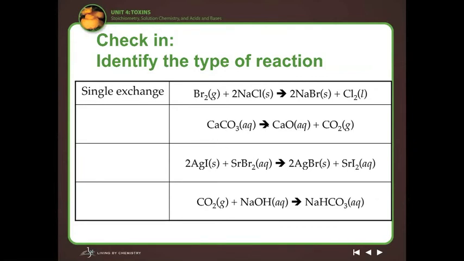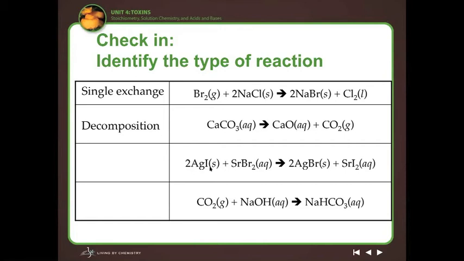This is calcium carbonate. And what happens is it produces calcium oxide plus carbon dioxide, two substances from the one. You have one reactant, more than one product. This is simply decomposition.